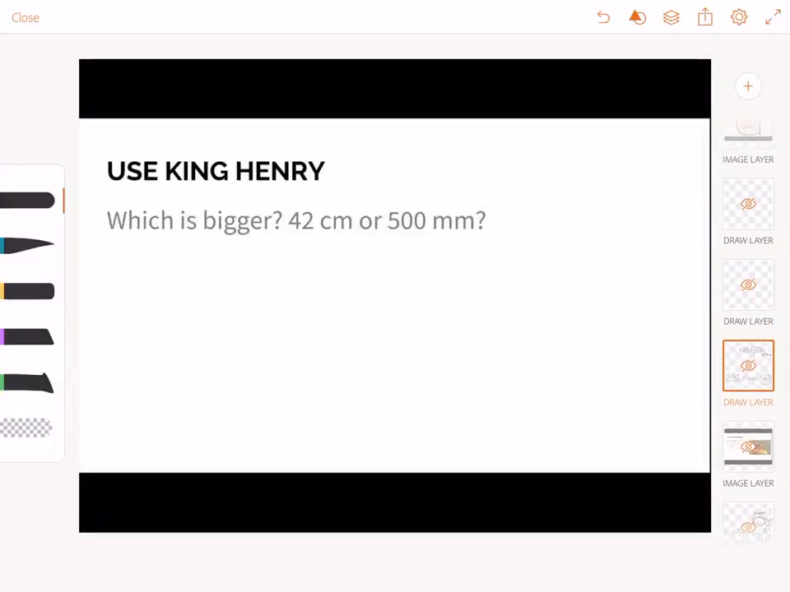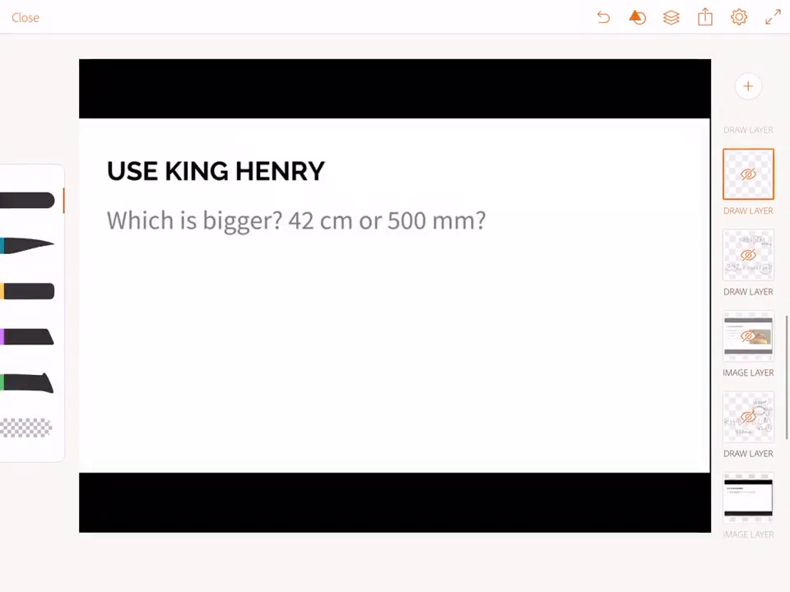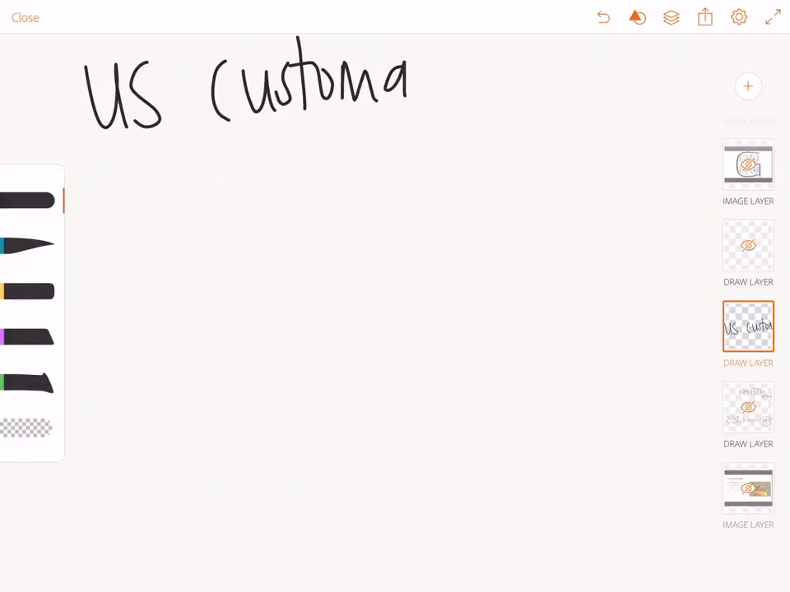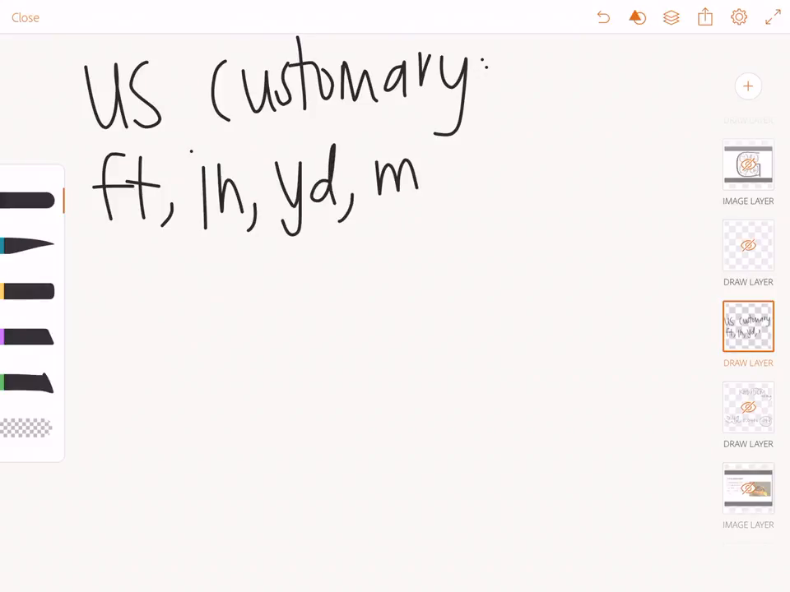We already have the metric system, but we also need to talk about the U.S. customary system. Unfortunately, the U.S. customary system is not nearly as simple. We have a lot of facts, basically, that we have to memorize. When we're talking length, we're going with feet, inches, yards, and miles. So this is for length or distance.